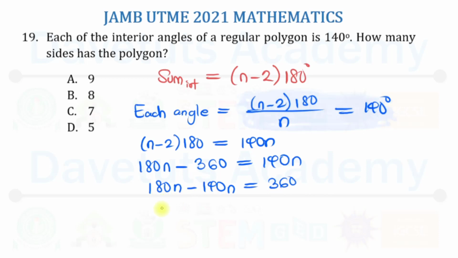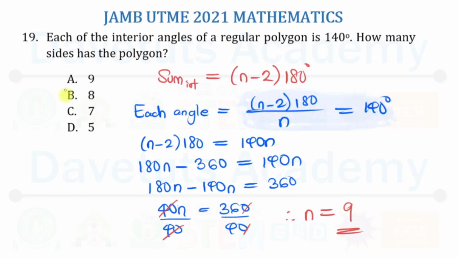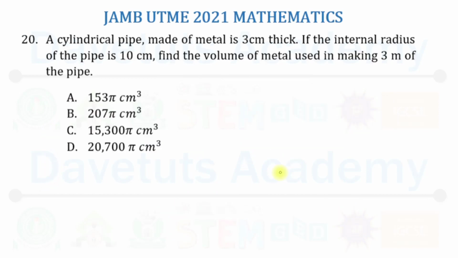So 180 minus 140, we have that as 40n is 360, and to get n, you can just divide by 40. On the left hand side, 40 will cut out, then n will be 36 over 4, and that is 9. So looking at the options, you can see option A is the correct one.